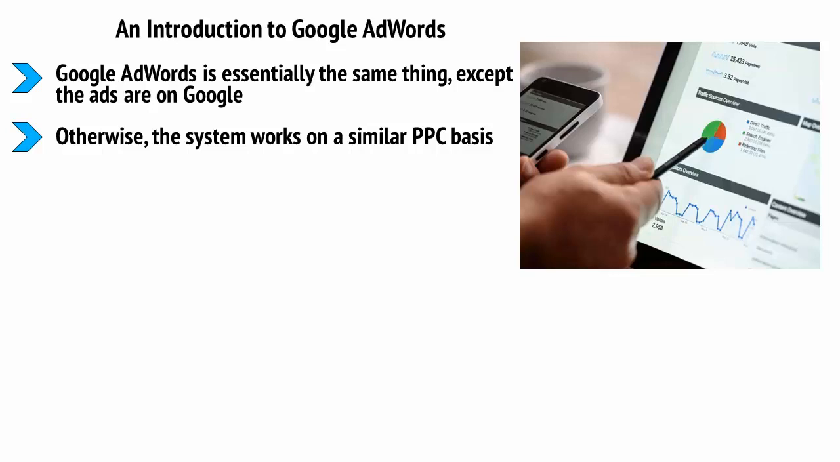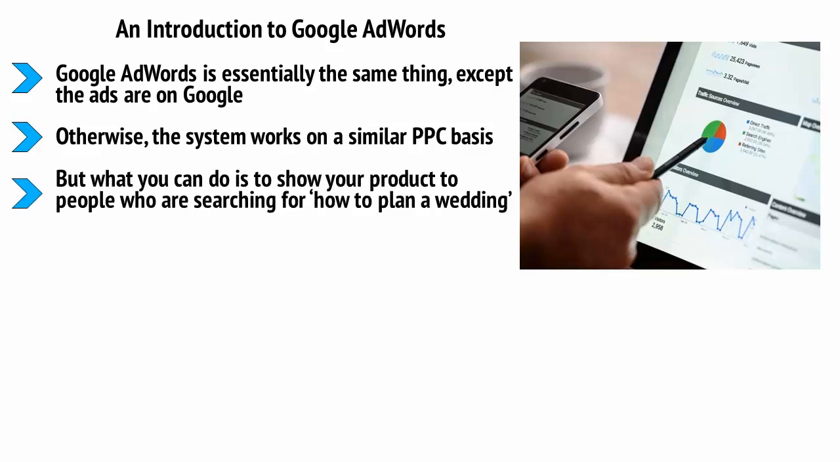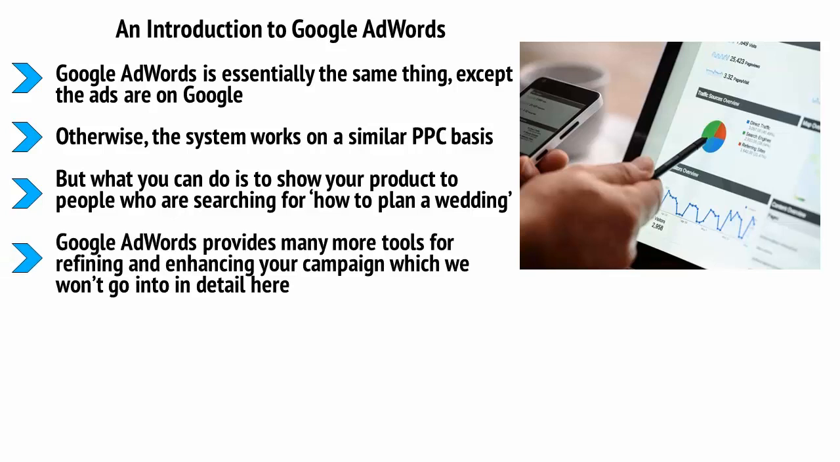On the one hand, you can't as precisely target the type of person that is looking for your product. For example, you can't choose to only show it to engaged women. But what you can do is to show your product to people who are searching for how to plan a wedding. This has the benefit of being targeted while also being well-timed. Your audience is not only likely to want to learn about wedding planning, but they're actively looking for information. Google AdWords provides many more tools for refining and enhancing your campaign, which we won't go into detail here.